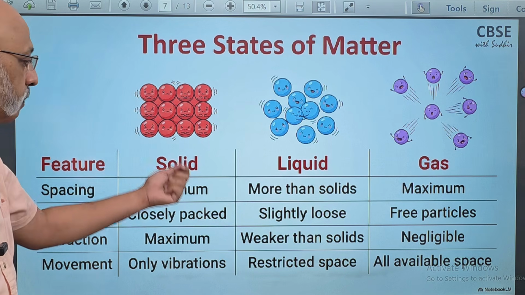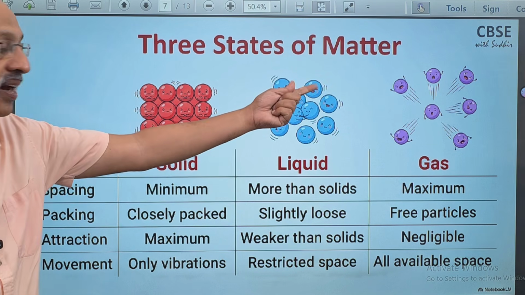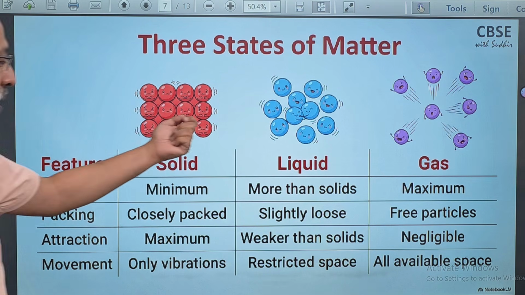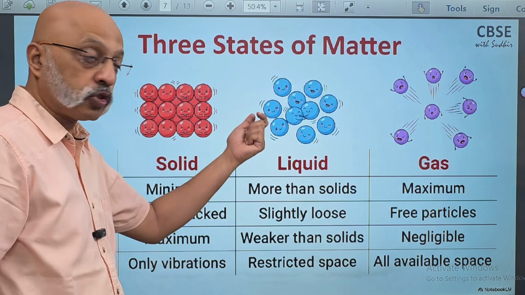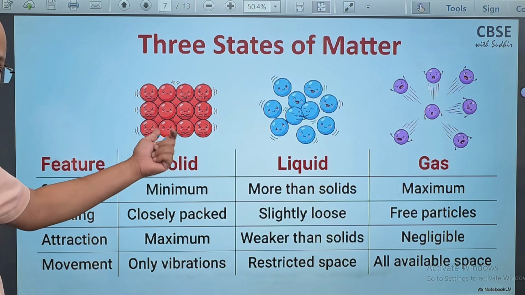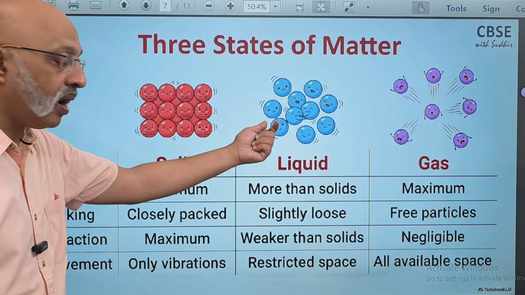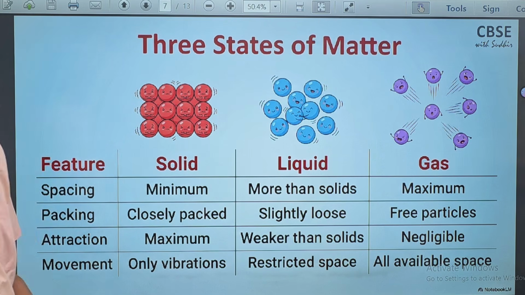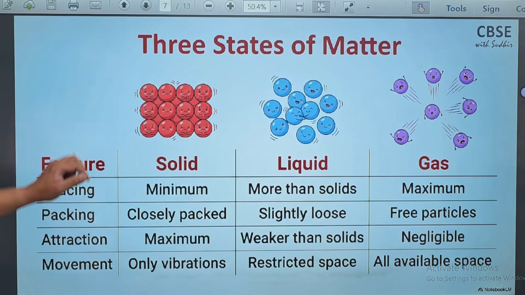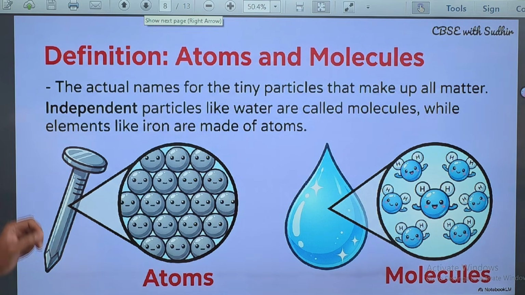Packing: they are very closely packed, they are slightly loose, they are absolutely free particles. Attraction: the attraction is maximum, the attraction is weaker compared to solids, and here the attraction is almost zero, negligible. Movement: they only vibrate in their fixed positions, they are in a restricted space, whereas they move around all over. There is no restriction at all in the case of gases as far as movement is concerned.